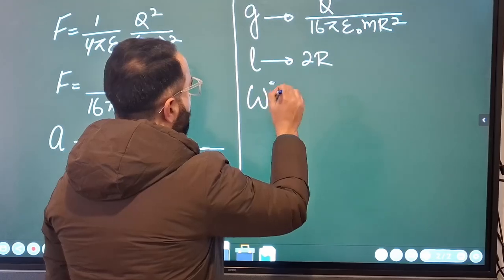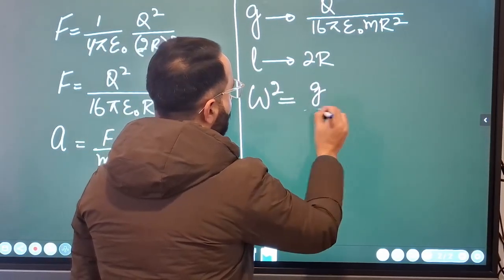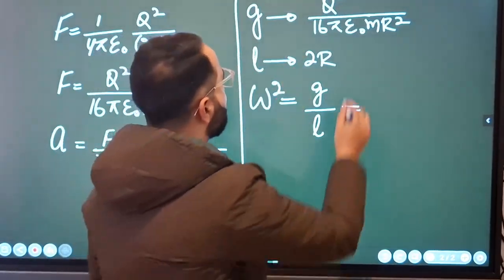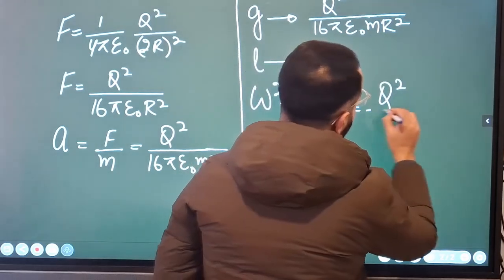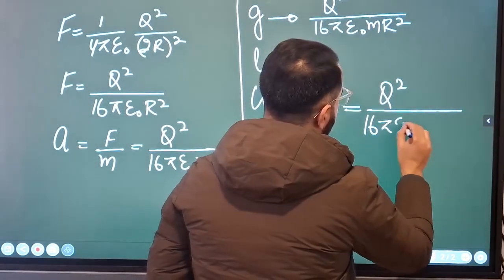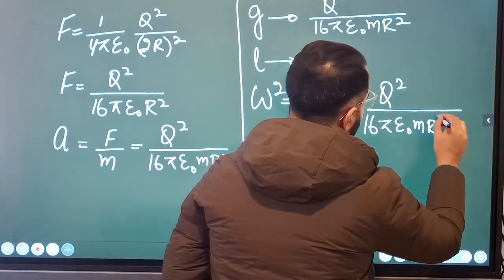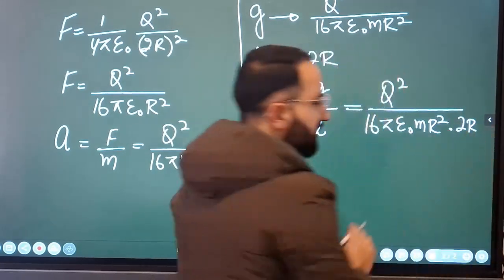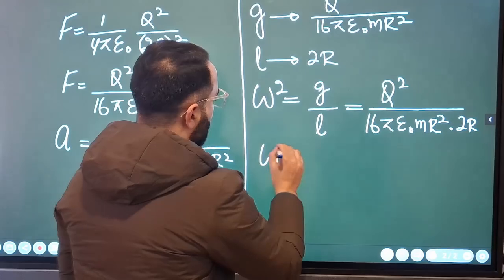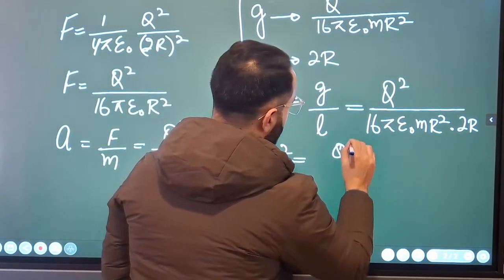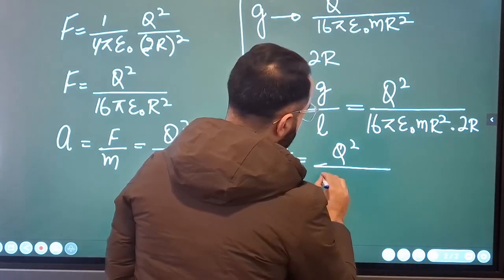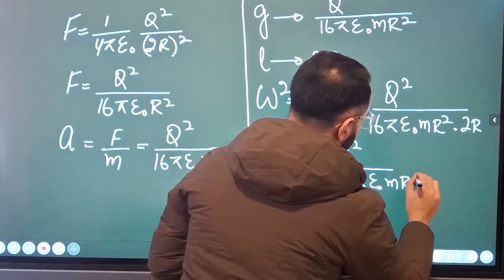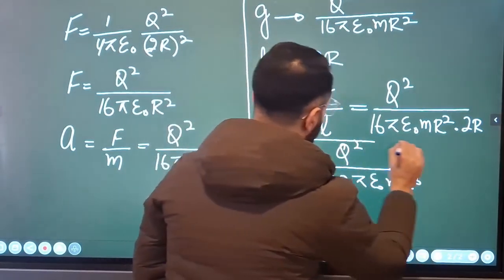The angular frequency square will simply be equal to g divided by L. Now let's put the values here. g will be replaced by Q square divided by 16 pi epsilon naught m into R square, and the denominator L will be replaced by 2R. Now let's solve it. So omega square comes out to be Q square divided by 16 into 2 is 32 pi epsilon naught multiplied by m into R cube. The problem is done.